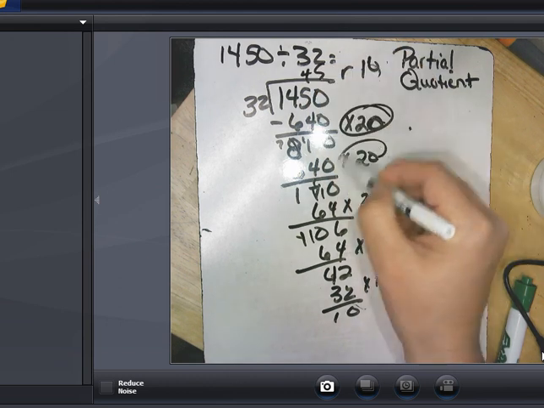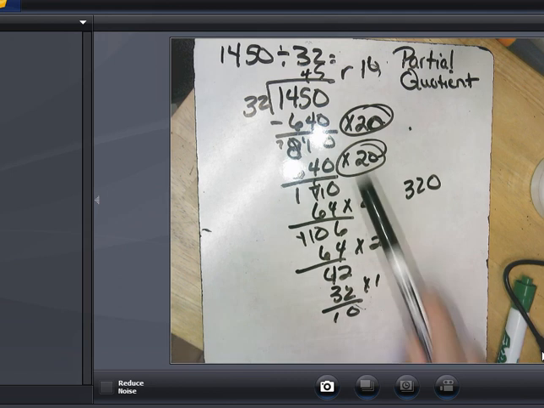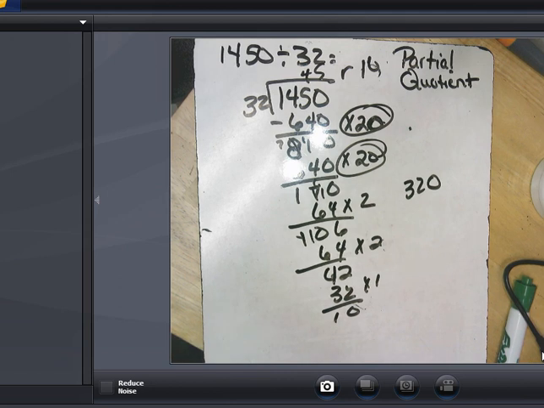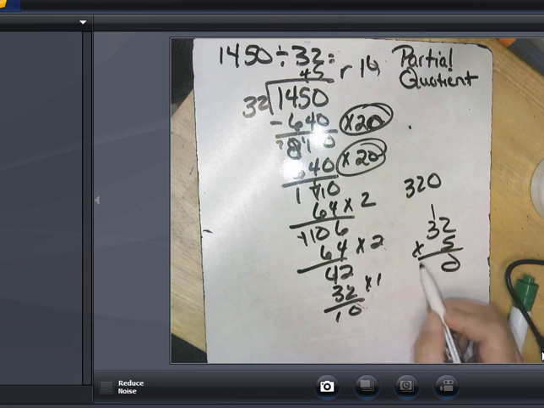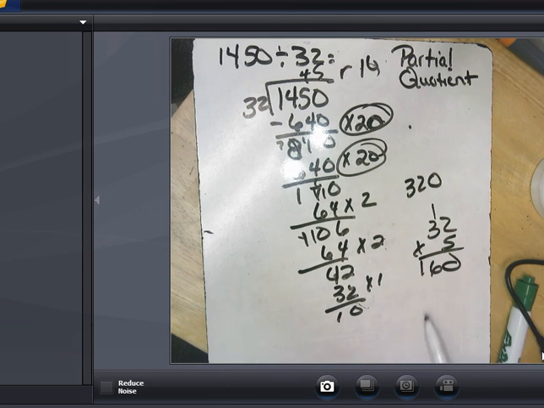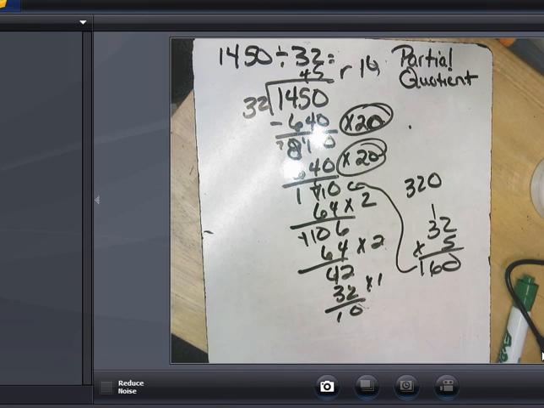Now, how short you can make it by doing this on the side depends on how well you know your multiplication facts. How fast can you go 32 times 5? If you could do that pretty quickly, I could have put that answer way up here and made it a lot faster. But if you don't know your facts very well, then you need to do the long partial quotient, which is just fine until we get practicing our facts. So I hope you understand that. If not, watch the next video, because that one will help you again.